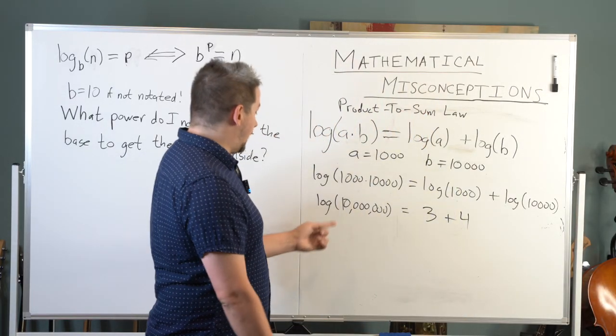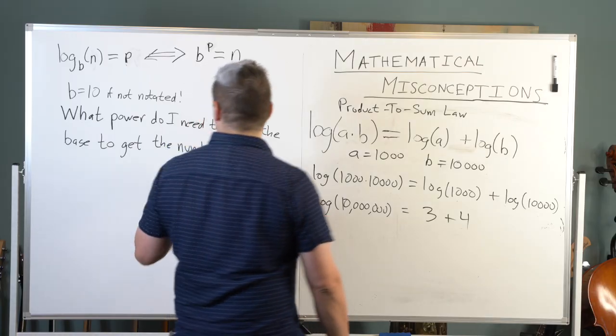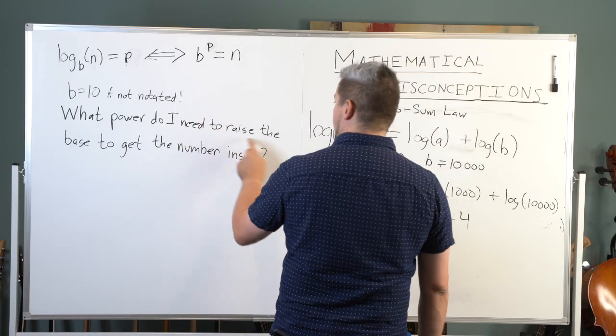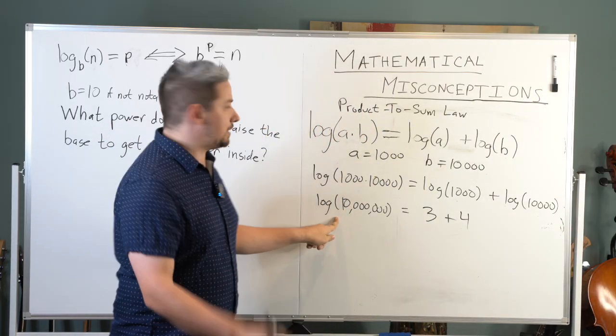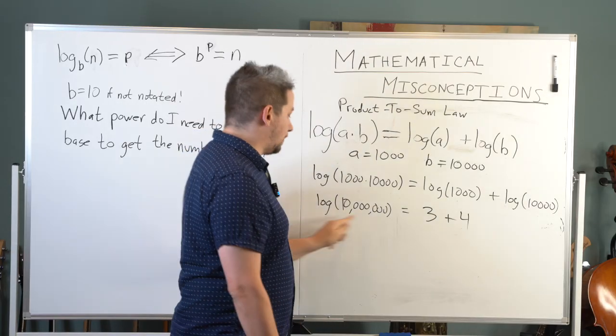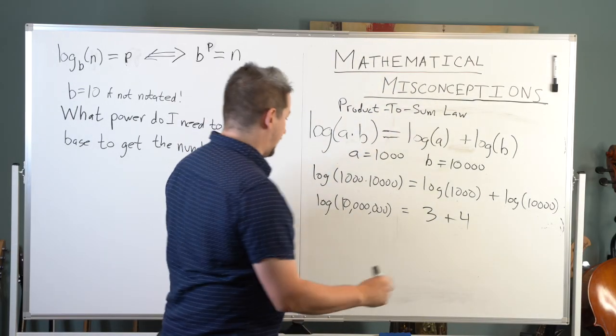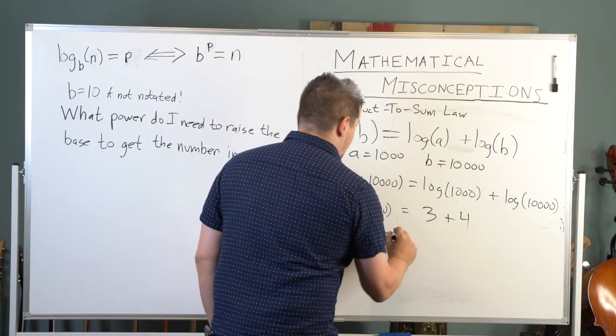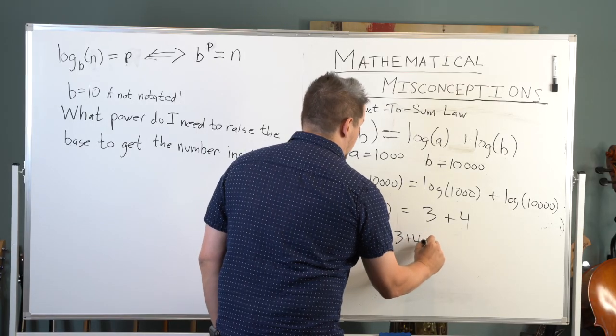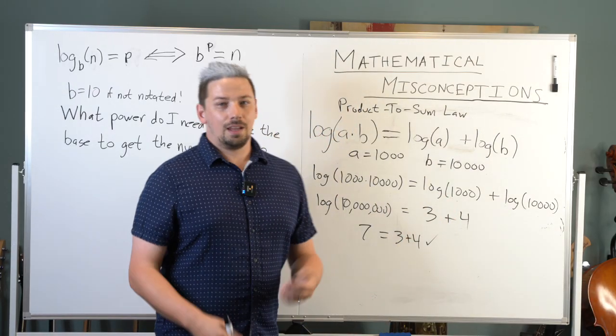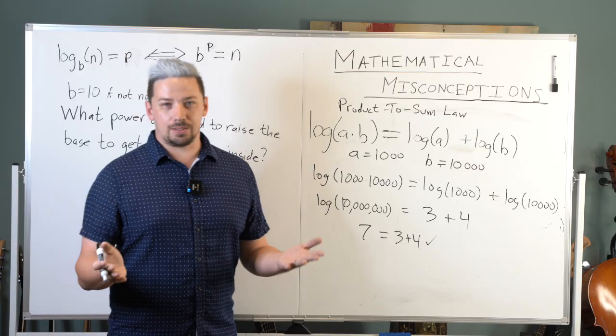Now, we answer the question again. What power do I need to raise the base, 10, because it's not notated, to achieve the number inside? 10 to what power is going to give me 10 million? 7. 7 equals 3 plus 4. Check. And that's how you more or less can verify things are identities.